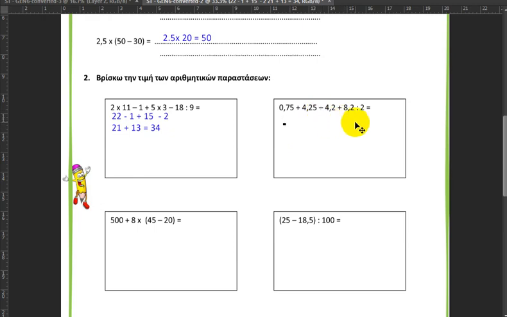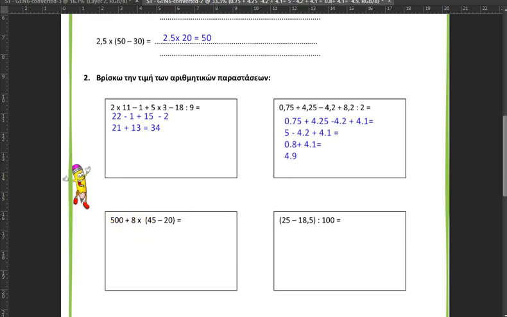Now, here we are going to do the division. So 0.75 plus 4.25 minus 4.2 plus 4.1. And this is equal to, now we can just do the additions and subtractions. Here 0.75 and 4.25 make 5 minus 4.2 plus 4.1, which is going to be equal to 0.8 plus 4.1, which is going to be equal to 4.9.